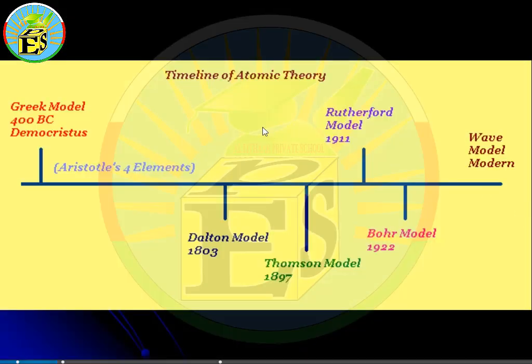This is the timeline of atomic theory. We start with the Greek model, about 400 years BC. After that, the Dalton model, about 1803. After that, the Thomson model, 1897. The Rutherford model, 1911. The Bohr model, 1921. At the end was the wave model.